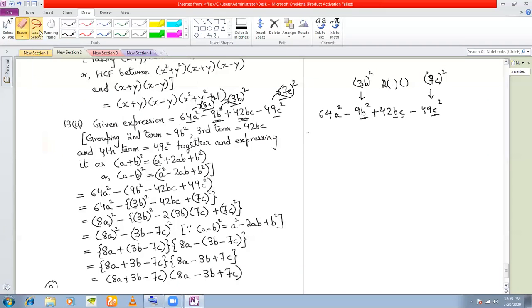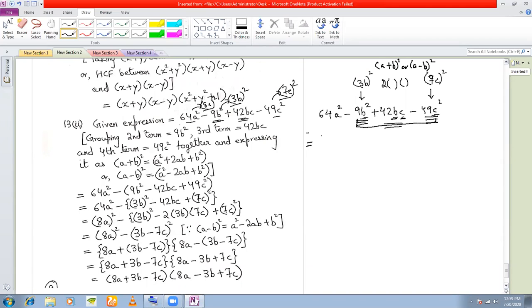Did you understand or not? Yes, sir. Because this will now become of the form a plus b whole square or a minus b whole square. Understood? That is why I am choosing these 2 squares, because I have a bc. Because I have a bc, this a squared term and this b squared term will give me my 2ab term. That is why. Is that clear? Yes, sir. I had mentioned this in the last class. Yes, sir.